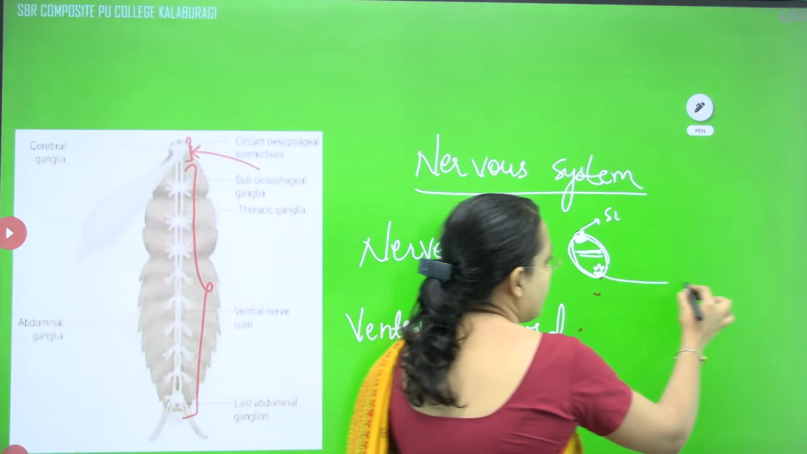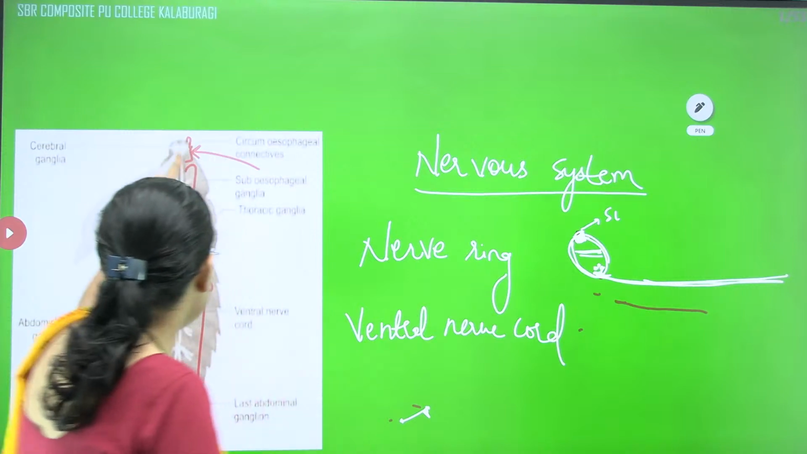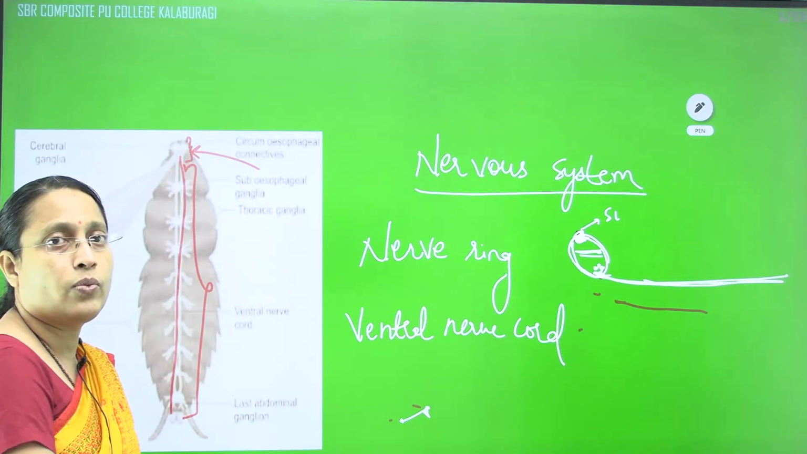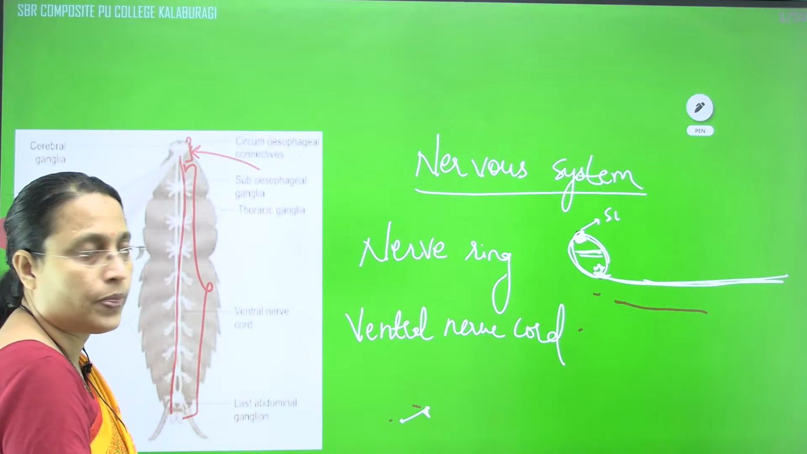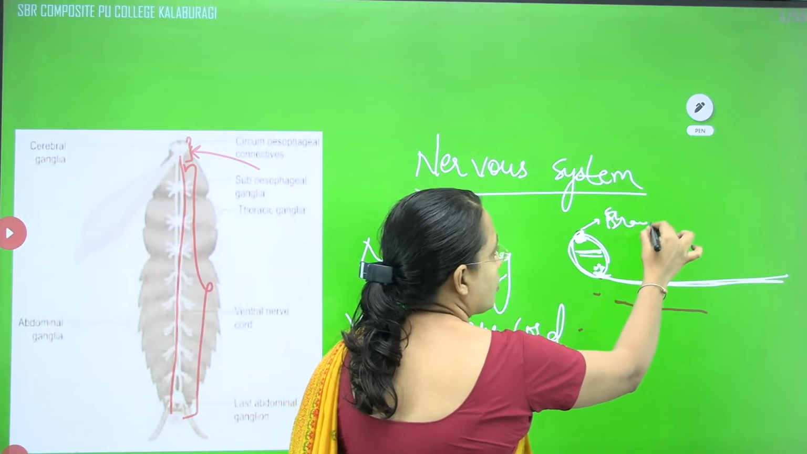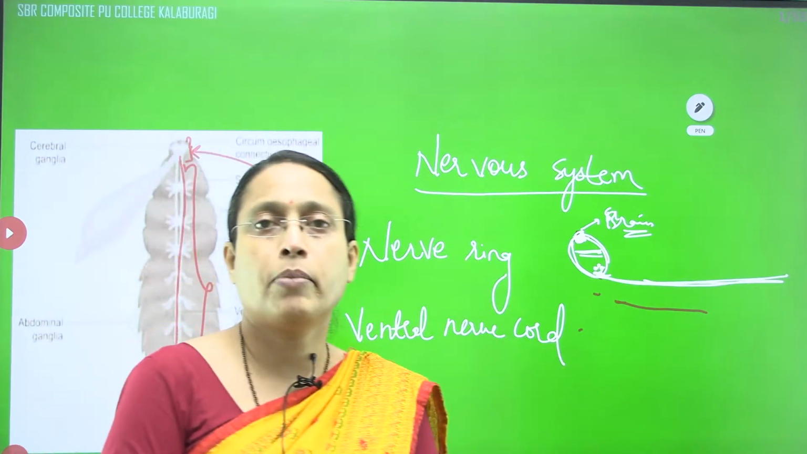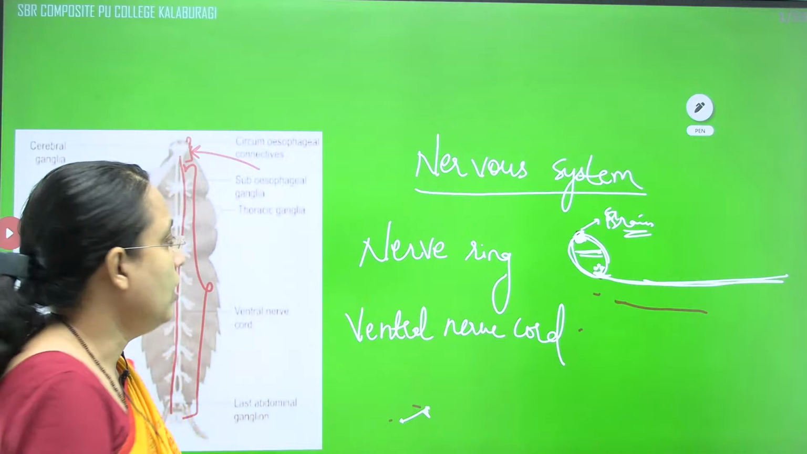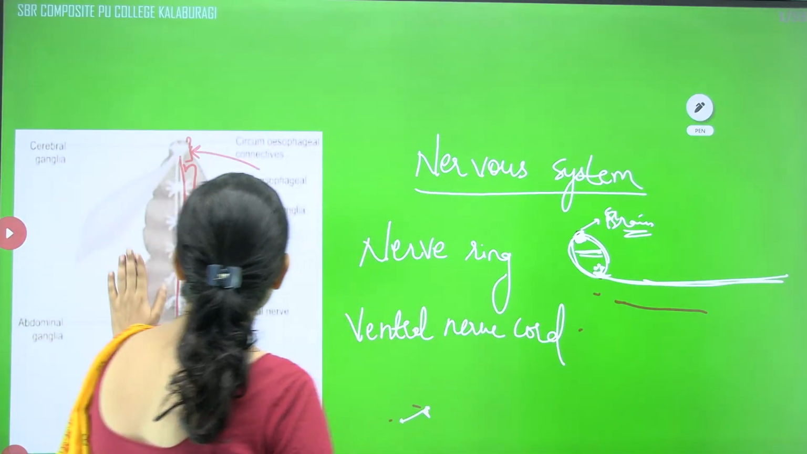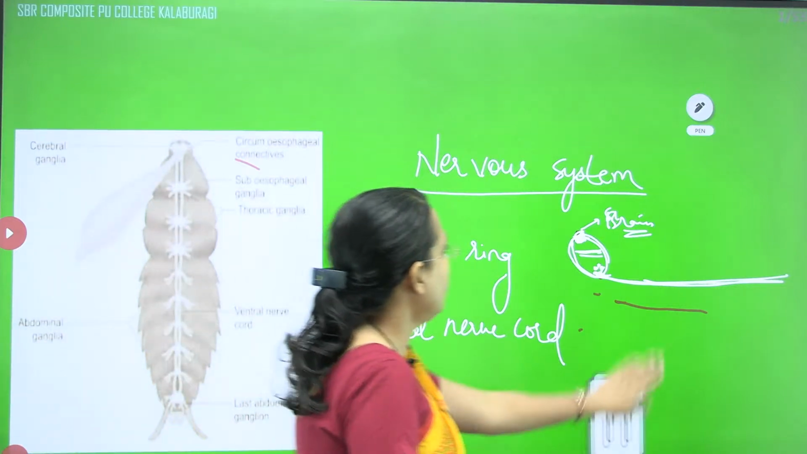Now from this nerve ring arises a nerve cord. This is the nerve ring, and from this arises a central ventral nerve cord. Now I told you this acts as a brain, so it supplies nerves to the compound eyes as well as the antennae. And how is the nerve cord? It has specific features which I'll be mentioning now.